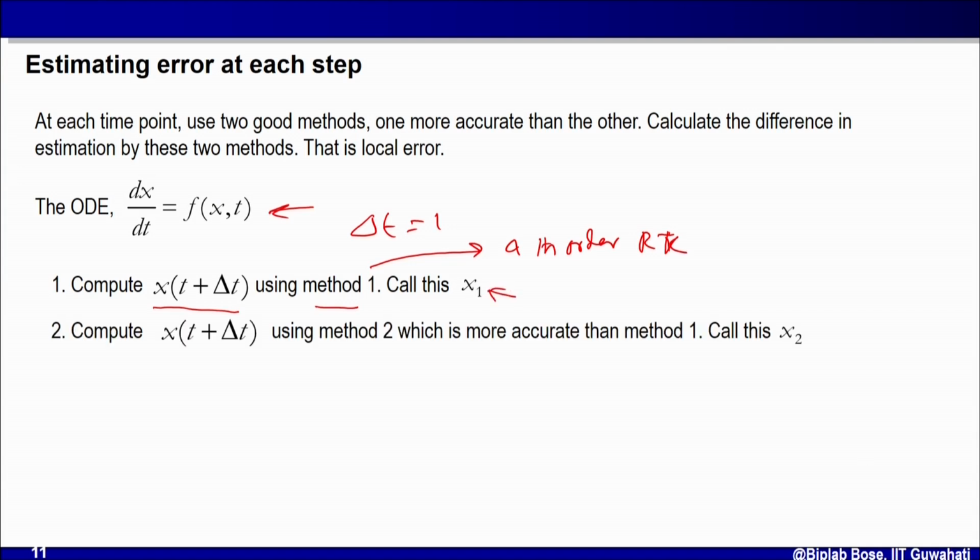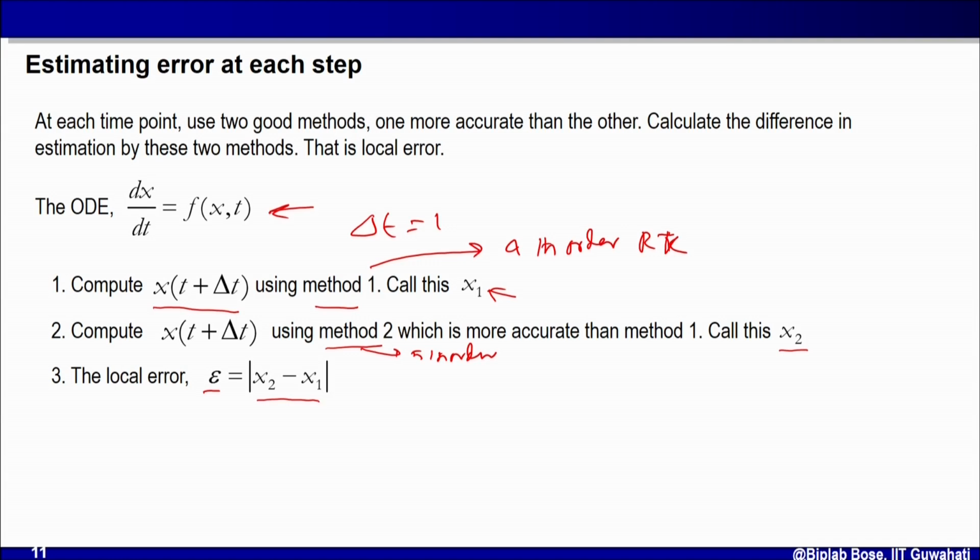Then I do the same calculation to get the value of x at t plus delta t using a new method. This may be a fifth order Runge-Kutta method, which is known to be more accurate than the fourth order Runge-Kutta method. And I calculate the value of x at t plus delta t. Let us call that x2. And now I calculate the difference between x2 and x1. That is my error. Error is the absolute value of the difference between x2 and x1.